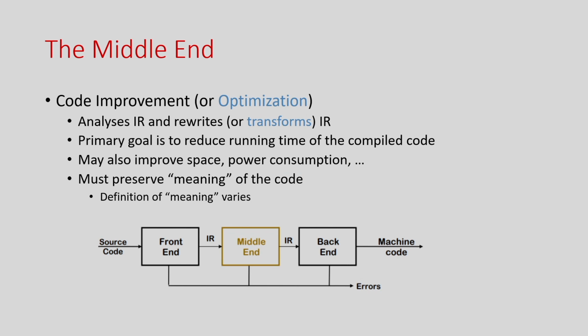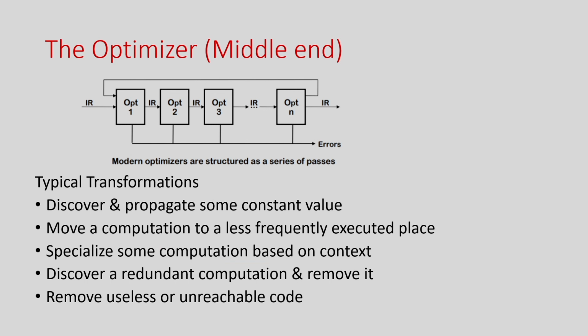The middle end is also called the code improvement or optimization phase, where we analyze the IRs and rewrite them into another IR, and the primary goal is to improve performance, which I have already talked about. This optimization phase is not a single phase; it has various optimization phases. In LLVM or GCC, we have optimization phases 1, 2, 3, 4 and many others, and each phase targets certain kinds of optimizations.